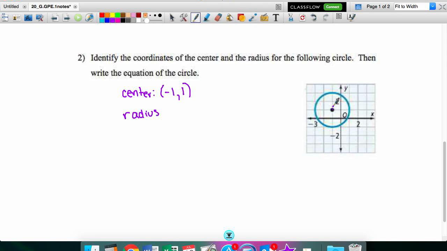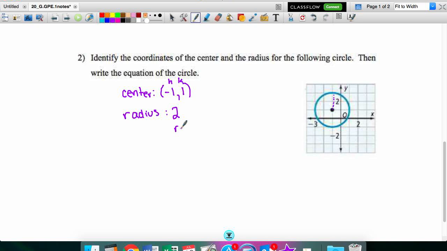So I'm going to go ahead and just count up. It looks like we have 2 blocks up, so that means our radius will be 2. So our center is -1, 1, and our radius is 2. This will be our h, k, and r.